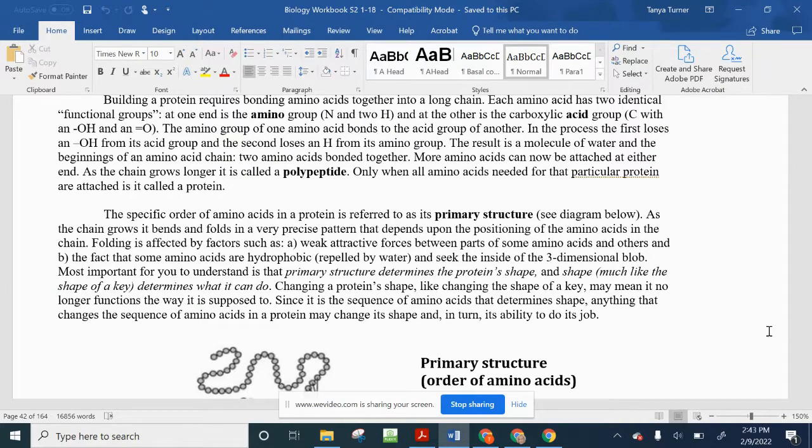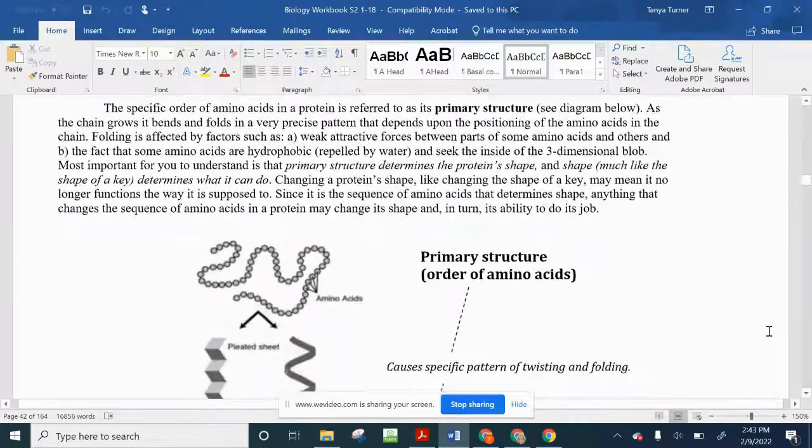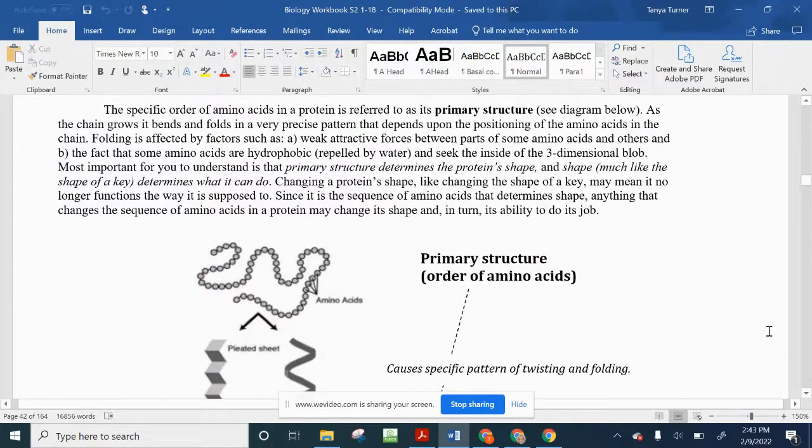Two amino acids bonded together. More amino acids can now be attached at either end. As the chain grows longer, it is called a polypeptide. Only when all amino acids needed for that particular protein are attached is it called a protein. The specific order of amino acids in a protein is referred to as its primary structure. See the diagram below. As the chain grows, it bends and folds in a very precise pattern that depends upon the positioning of the amino acids in the chain.